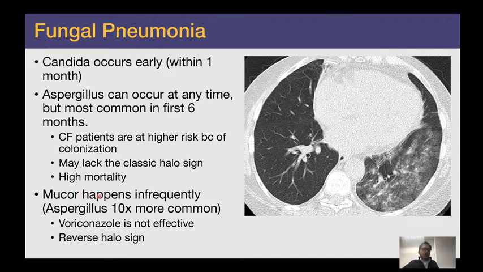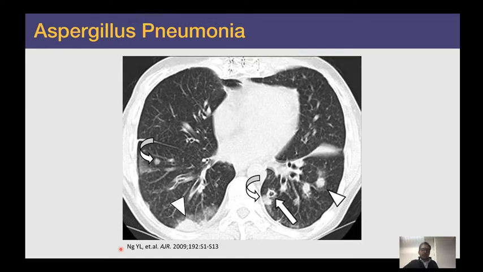Mucor is also a disease that patients with lung transplant can get, although it happens infrequently, like 10 times less than aspergillus does. However, the reason why it's important is because voriconazole is not effective for mucor, and mucor is usually a very aggressive infection. And the classic CT sign for mucor infection is the reverse halo sign. So let me show you some examples here.